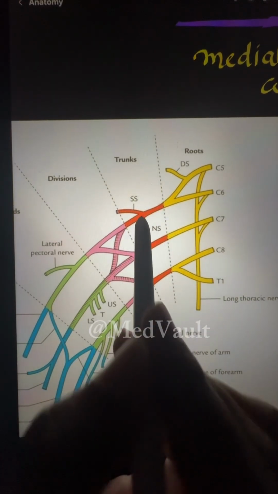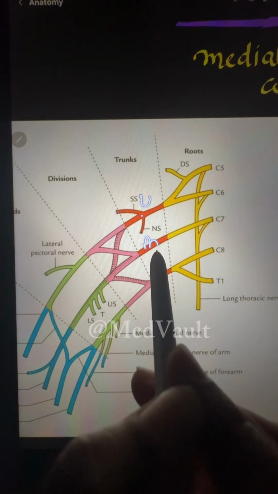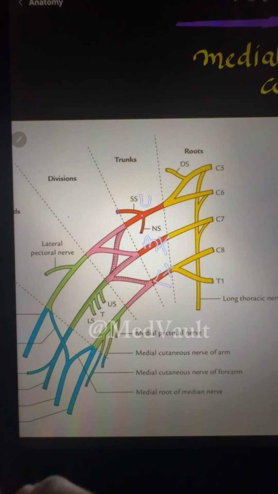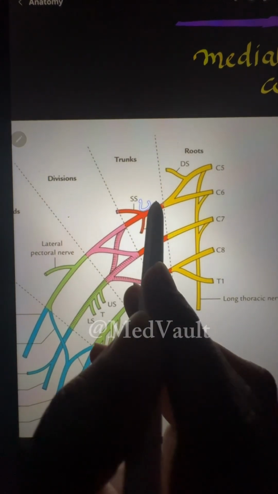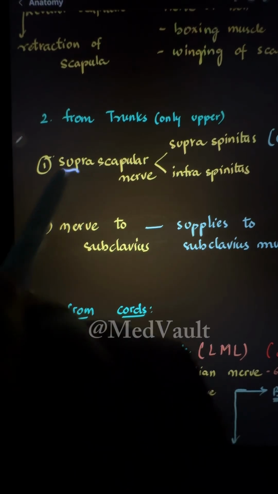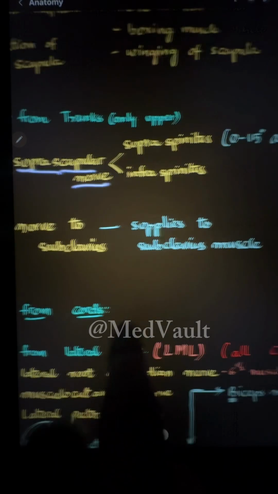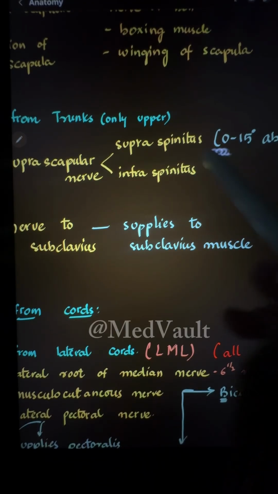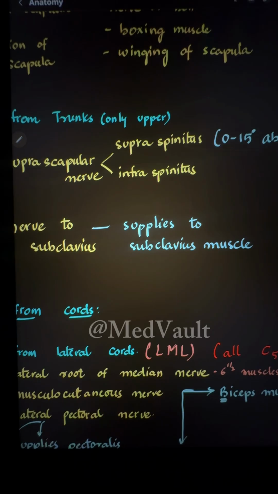This is the upper trunk, right? This is the upper trunk, this is the middle trunk, and this is the lower trunk. From the middle and lower trunks we don't have any nerve arising, but from the upper trunk we have these two nerves arising. From the name itself, we can say that the suprascapular nerve supplies the supraspinatus as well as the infraspinatus muscle. We know that the supraspinatus muscle helps with 0 to 15 degrees of abduction.